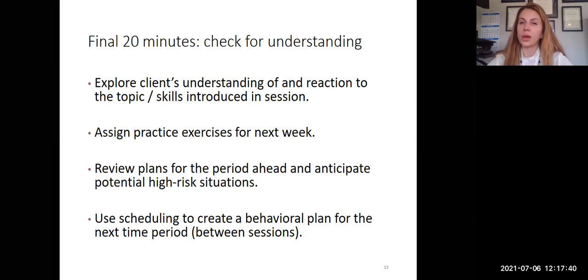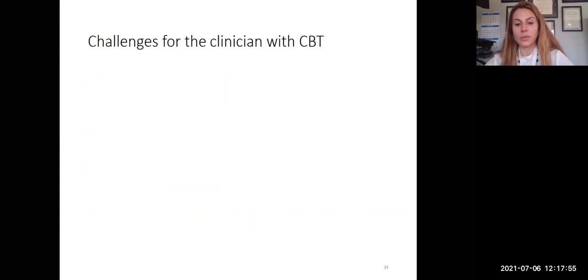You always want to wrap up with high-risk situation planning, because we're teaching them the ability to look down the road just a little bit, just over the next couple of days, what's coming up that's potentially triggering to the point where they're likely to use, and coming up with plans to prevent that. And so that's something that you always do at the end of a CBT for substance use session.